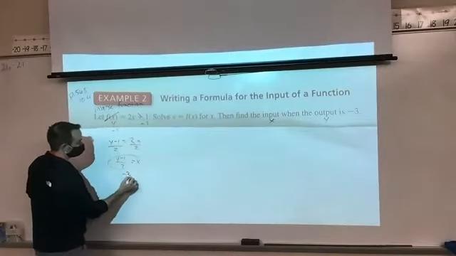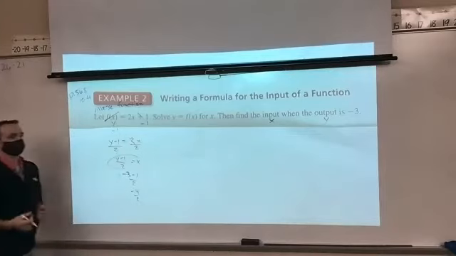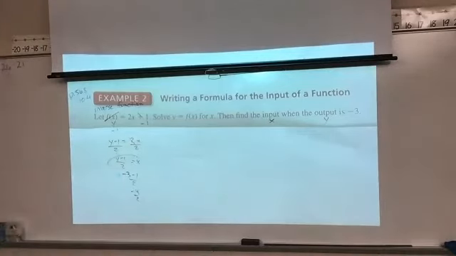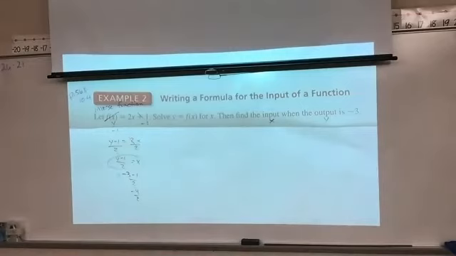Plug that -3 in. That's -3 minus 1 over 2, which gives us -4 over 2, which of course simplifies to a -2. Okay, so that's what we're looking at in this type of question. We're going to get x by itself. We're going to plug in the number for y, and then have that x value.